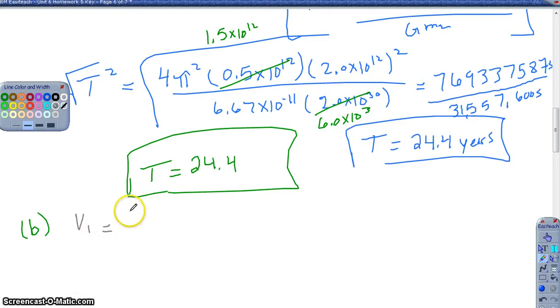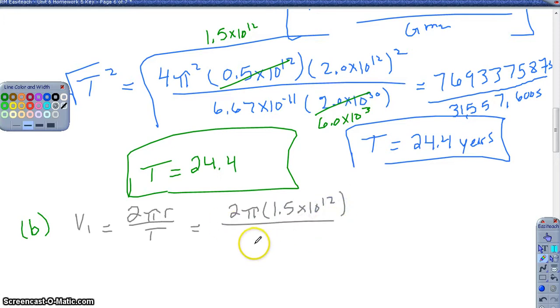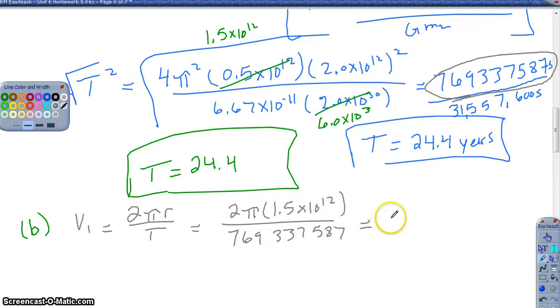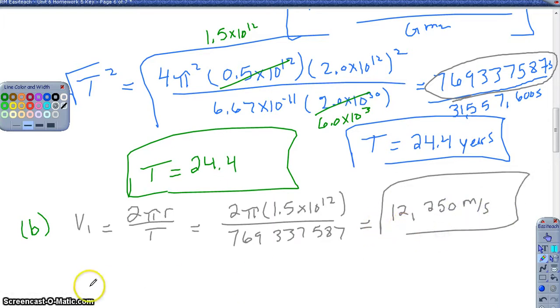If I want to do that, I'm just going to do 2 pi r, the total distance it goes, divided by the period. Right? So the smaller star would go 2 pi times the radius of 1.5 times 10 to the 12th. And then dividing that by the period, keep in mind I do want the period to be in seconds, and so that's why I'm going to use this measurement that I wrote down up above for my period. So when I find the velocity of the smaller star, that ends up being about 12,250 meters per second, if I round it off a little bit. So that's the orbital velocity of the smaller star.